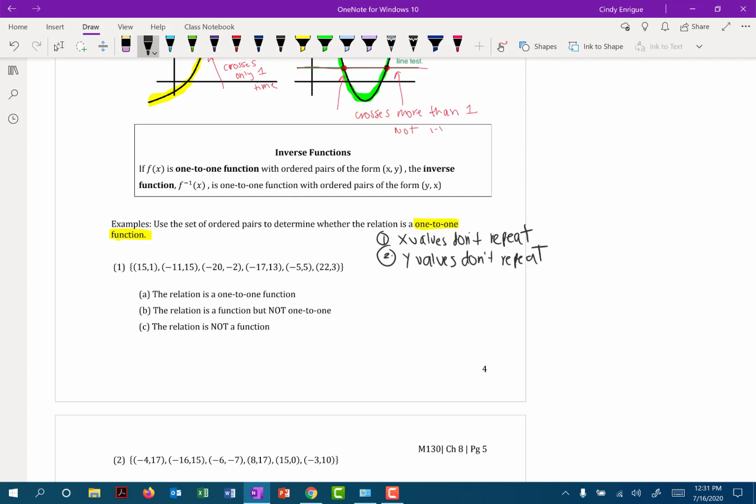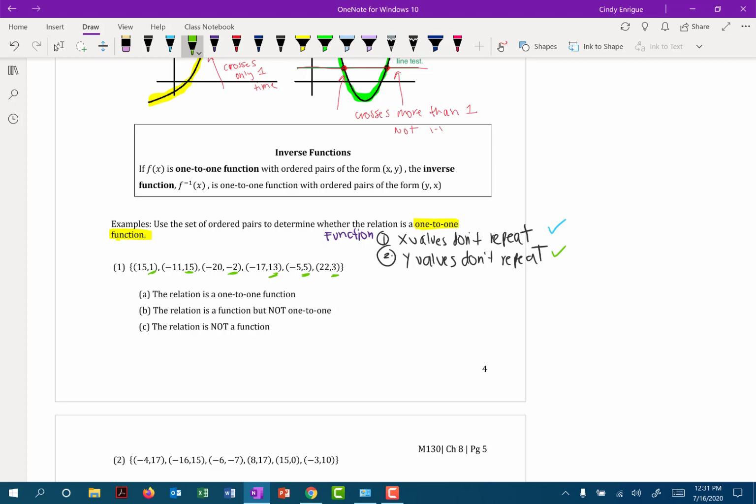So let's see. I have my x values: 15, negative 11, negative 20, negative 17, negative 5, and 22. So the x values don't repeat, so that's perfect. Once you know that the x values don't repeat, then you know that it is a function. So that's great. Now we're going to check the second criteria, that the y values don't repeat. So let's check that: 1, 15, negative 2, negative 3, 5, and 3.